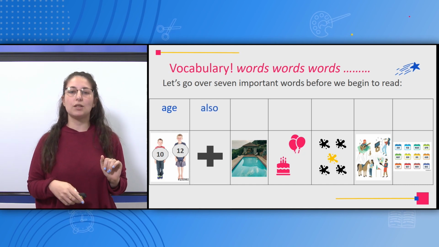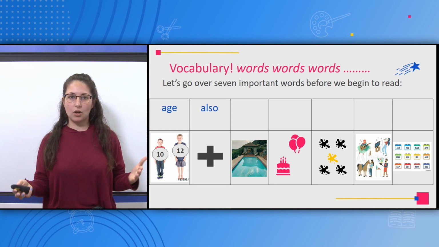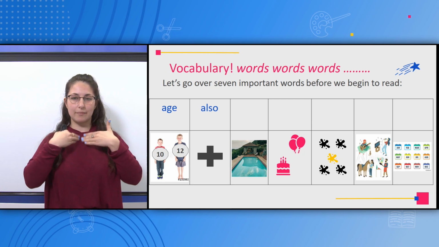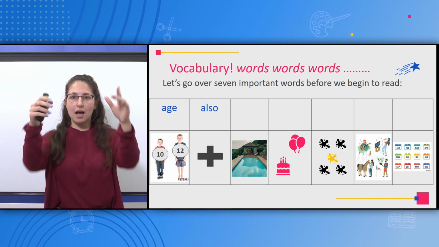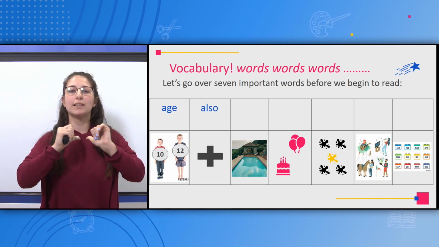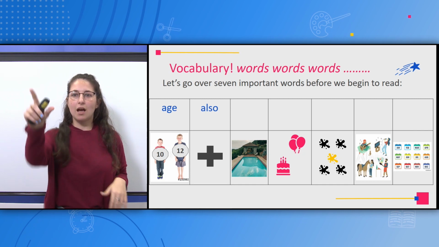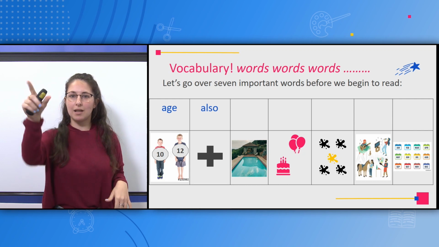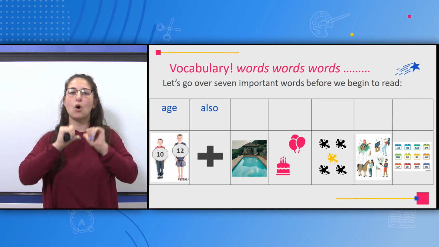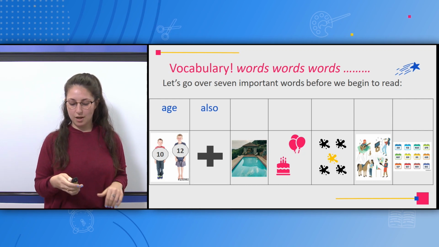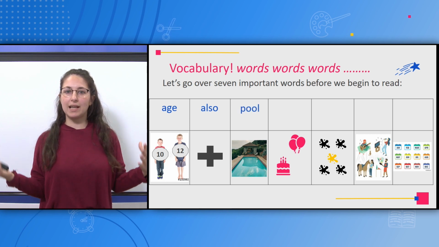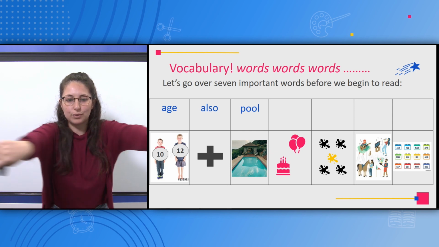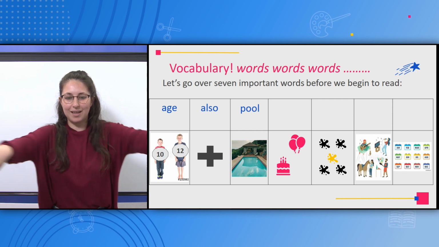The second word is also. Also is something that I like to do or am a part of. Like, you like to dance, I also like to dance. You like to run, I also like to run. You have a sister, I also have a sister. Pool. Pool is a place full of water where you can swim. That's what we do in a pool.